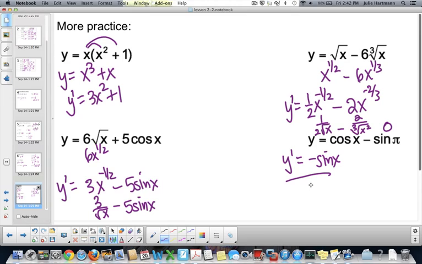Alright, so now that you've practiced, you've gotten the shortcuts, you can go ahead and do your homework. It is class 3, all out of your book.